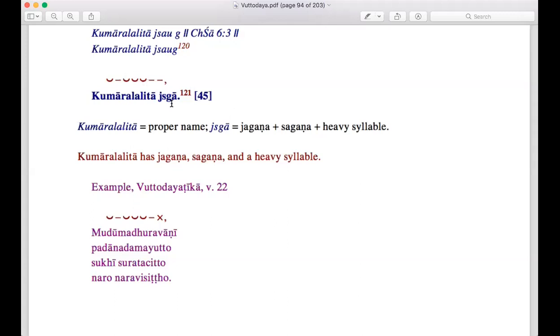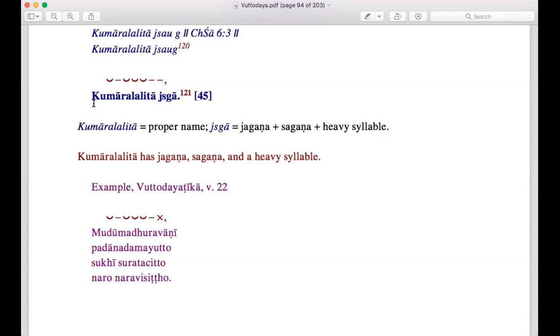Okay, Jagana is 3 syllables, Sagana is 3 syllables, that's 6, and if you add one more heavy syllable, then there are 7 syllables. So, like in the previous verse, you have to repeat this line 4 times to compose the Kumar Lalita verse, right? So let's check it. Ku 1, ma 2, ra 3, la 4, li 5, ta 6, taj 6, sga 7. Yeah, so there are 7 syllables.